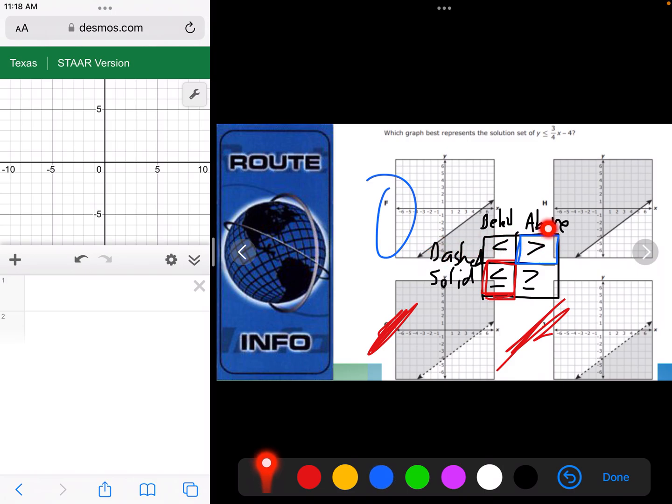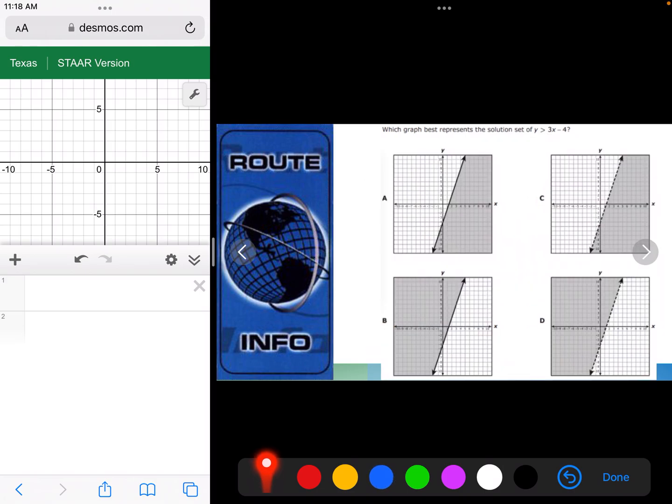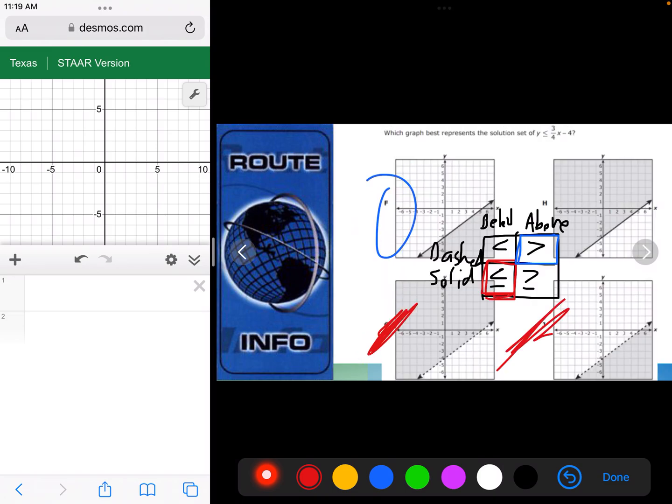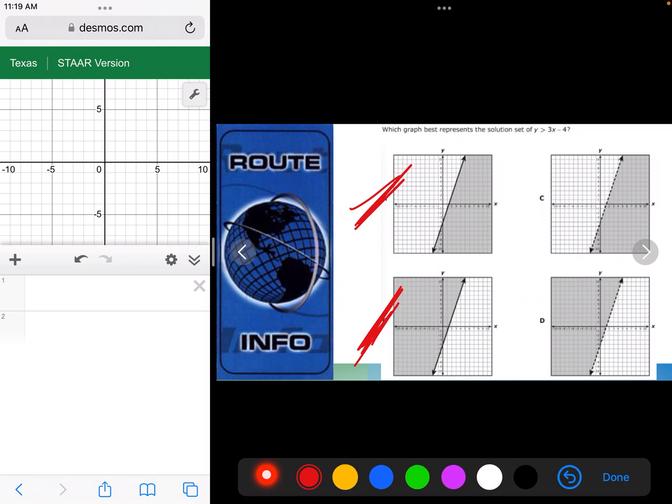Now, this is one of the things we can do if it's got y by itself. If it doesn't have y by itself, we're going to have to solve for y in order to be able to tell this. All right, next one is another type, so it's got y by itself, so I'm looking at greater than. So again, on that chart, greater than is right here. So we are looking for the dashed line that is shaded above the line. So it's dashed and above.